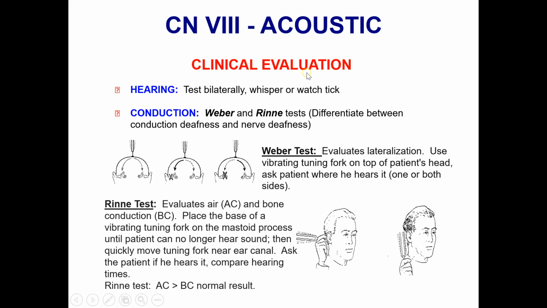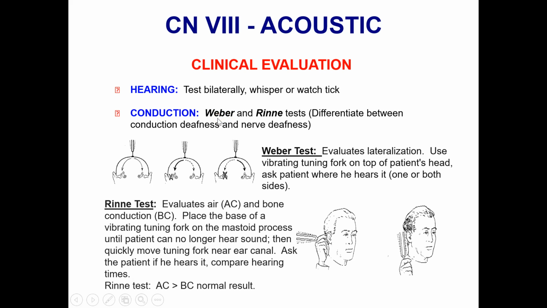The acoustic component of the vestibulocochlear nerve is important, and it is asked to be checked in exams. You must check it bilaterally and compare with a whisper or watch click. Sometimes Weber or Rinne tests are also performed. Not really, but you may be asked to perform them, so you must have the concept of these tests. Basically, in these tests, you differentiate between conduction deafness and nerve deafness.